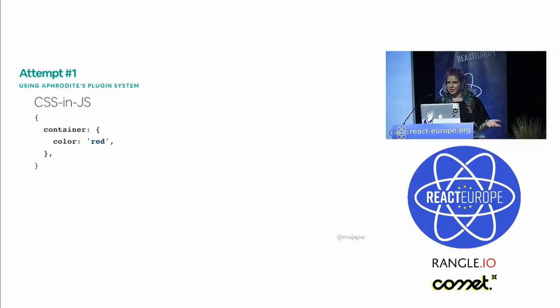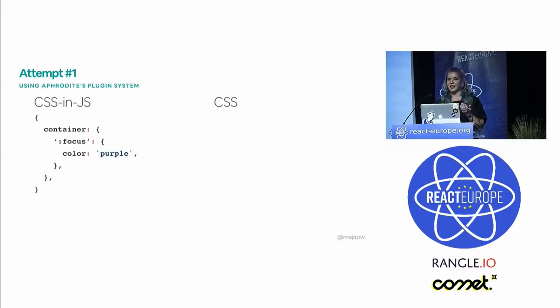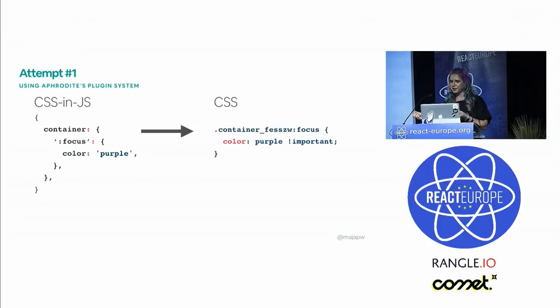Normally, we write our CSS-in-JS as a JavaScript object, something like this, to apply text color, to be red. Don't do that, it's awful. But this turns into some very basic CSS. We get a class name, it's hashed deterministically. The important tag is another thing, but this is the CSS that gets generated with very basic style definition. Aphrodite has built-in support for things like pseudo selectors, and it uses that plugin system. So something like this, you have the container class, you have a special key, anything that starts with a colon, and this actually gets transformed into a proper pseudo selector definition in our CSS.